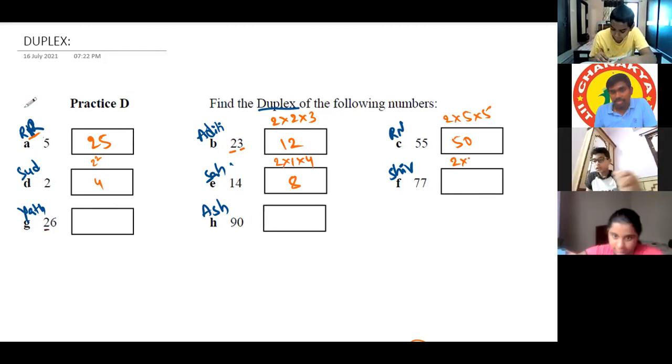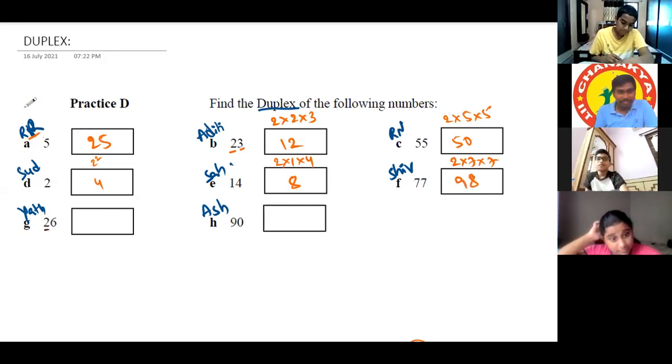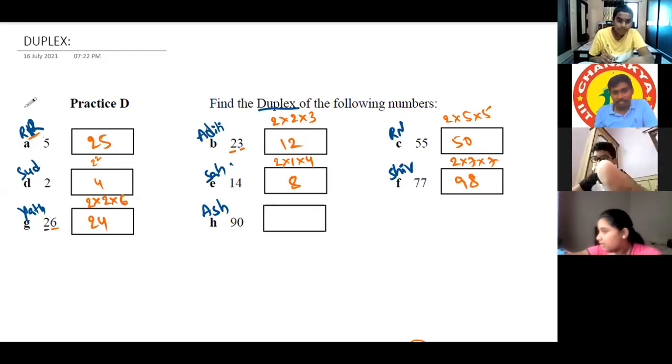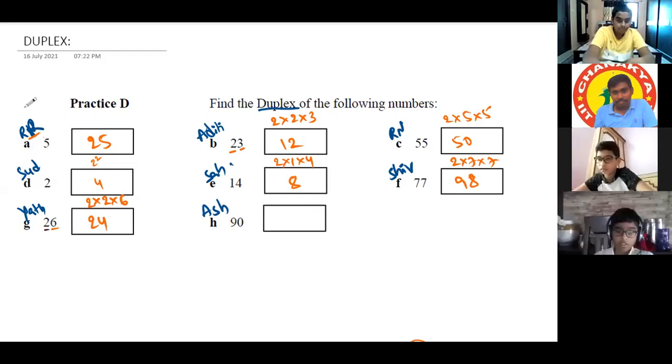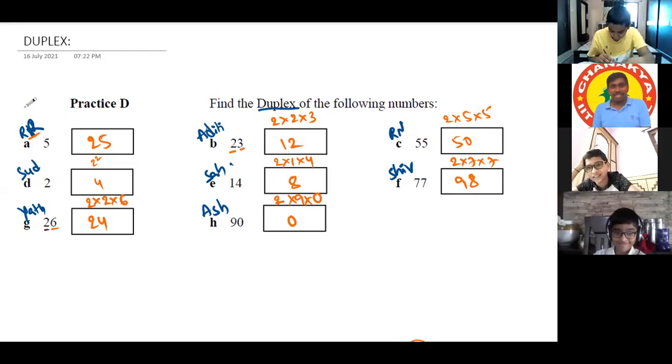Shivpranav, yes, sir. Sir, 2 into 7 into 7, which is 98. Yes, very good. Yadharth, sir, 2 into 2 into 6, sir, which is 2 2s are 4. Sir, 6 4s are 24, sir. 24. Correct. Ashwad, sir, 2 into 9 into 0. It is 0. Correct.